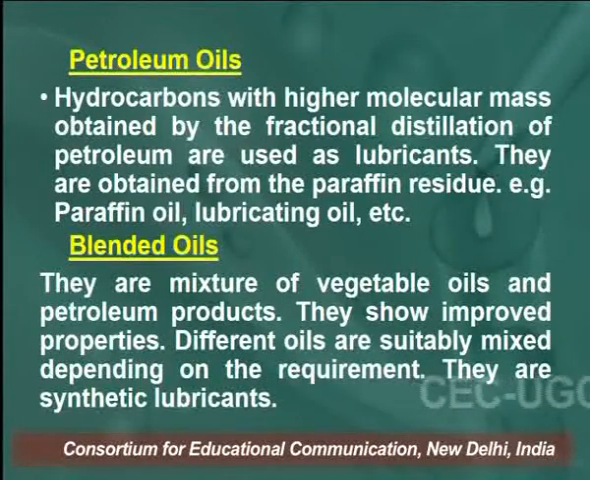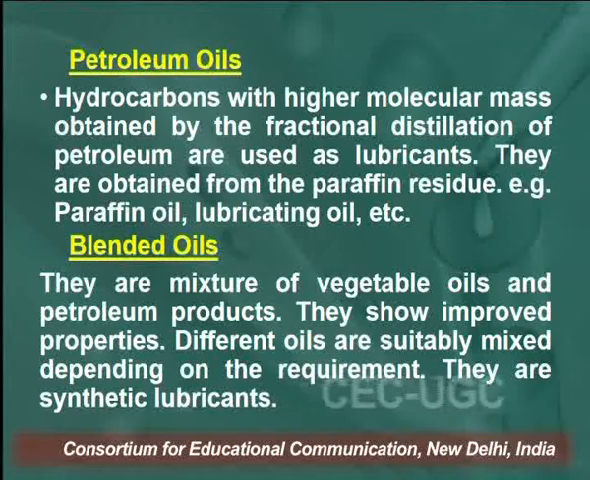Hydrocarbons with higher molecular mass obtained by the fractional distillation of petroleum come under the category of petroleum oils and are used as lubricants. They are obtained from the paraffin residue, for example, paraffin oil, lubricating oil, etc. Then come blended oils. They are the mixture of vegetable oils and petroleum products. They show improved properties. Different oils are suitably mixed depending on the requirement. They are synthetic lubricants, about which we'll also discuss in detail later.